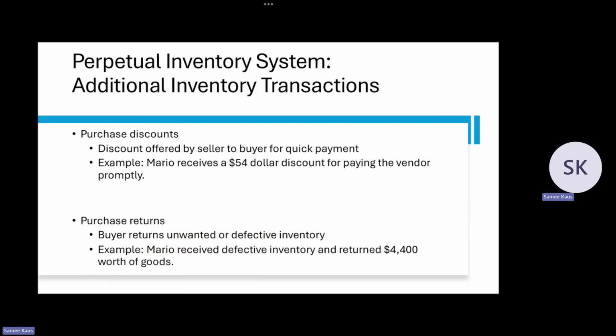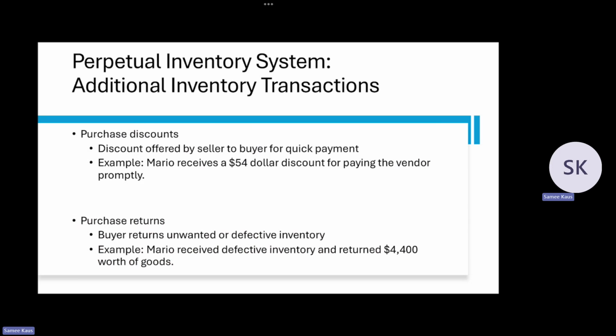So now we can think about a couple of other inventory transactions. The first is what we call a purchase discount. If you think about a purchase discount, it's the opposite of a sales discount, which is what we learned about in chapter 5. So now I'm on the other side of the transaction, where I'm getting a discount for paying my vendor quickly.